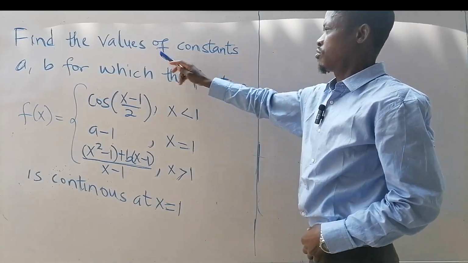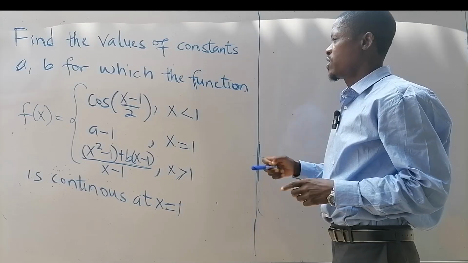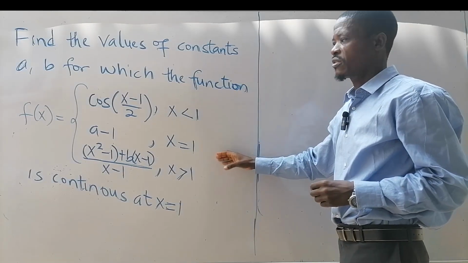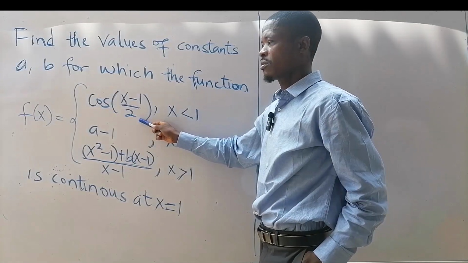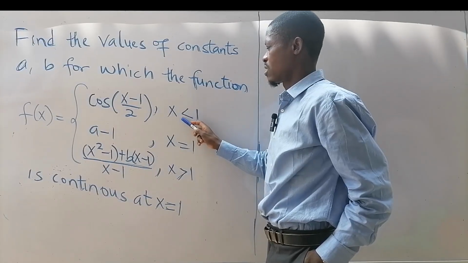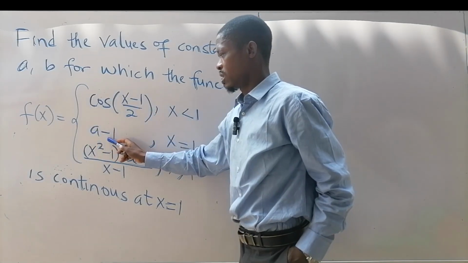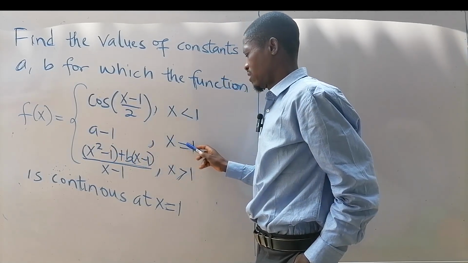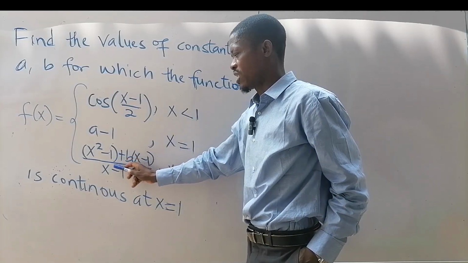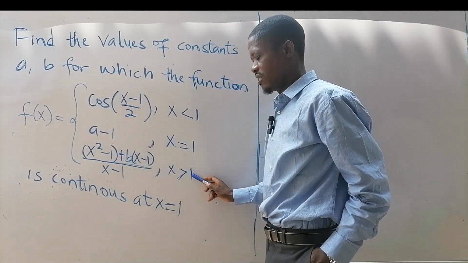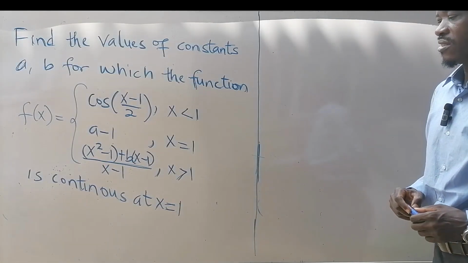Find the values of a and b for which the function f of x is equal to this function when x is less than 1, f of x is equal to a minus 1 when x is equal to 1, and f of x is equal to this quotient function when x is greater than 1, is continuous at x equals 1.